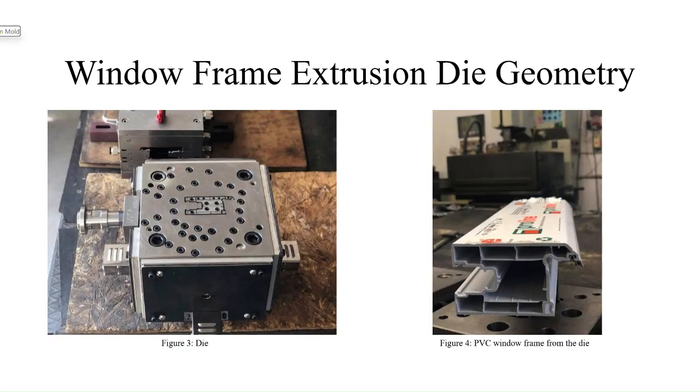Now, if we look at the cross-sectional images of the PVC window frame, we can see that the geometry is quite complex. These profiles consist of multiple hollow chambers, thin walls and sharp corners. Each of these features must be formed simultaneously as the material exits the die. This is why conventional shaping methods cannot be used, and a carefully designed extrusion mold becomes essential.